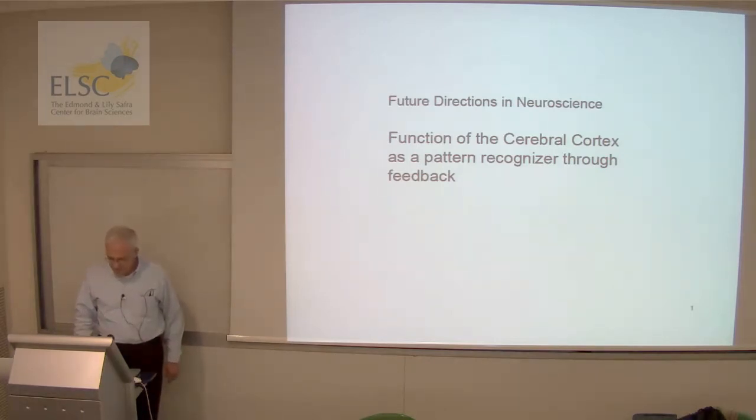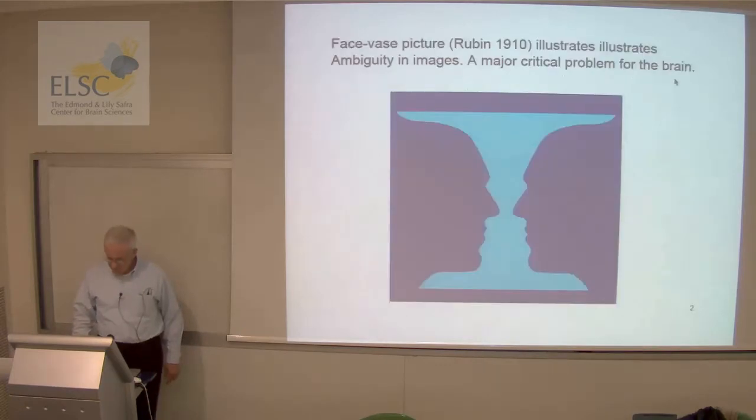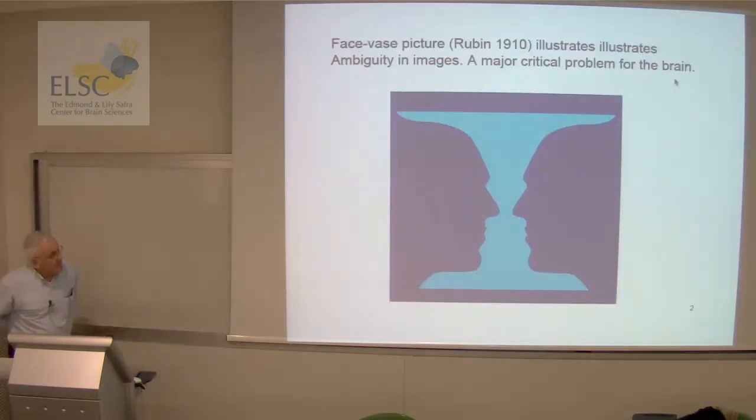So what I want to talk about is the issue of what the brain has to face when it's doing pattern recognition. And this is a very familiar picture to many of you, I'm sure, the face vase picture from Edgar Rubin. It illustrates ambiguity, that there are many possible solutions to pictures that you look at. So of course you know that you can see this as a light blue vase sitting in front of a dark purplish background, or you can see it as two dark purple faces in profile looking at each other. Two prime ministers or somebody.